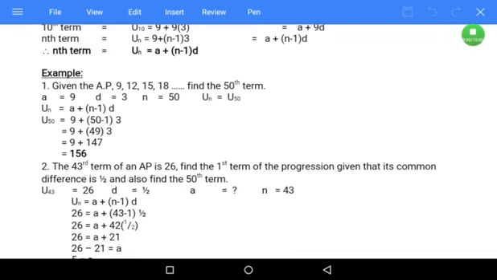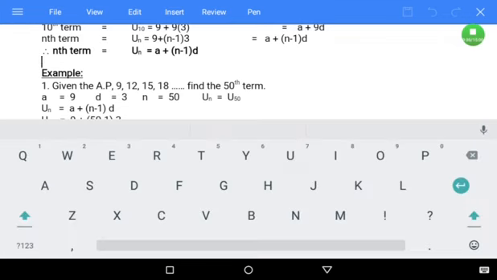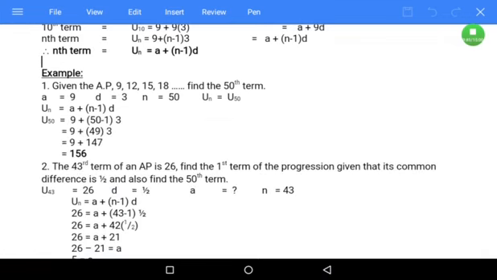Now, if they had said find the 5th term, it would have been easy for you. What would you have done? You would have said 12 minus 9 gives 3. Just add 3 to 18, and that gives us 21. But what if you are asked to find the 50th term? Will you keep adding? That will be strenuous and too tasking. So a fast method is using the formula that says Un equals a plus n minus 1 d.